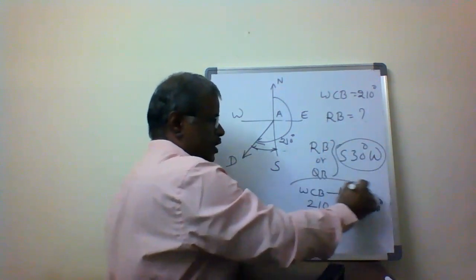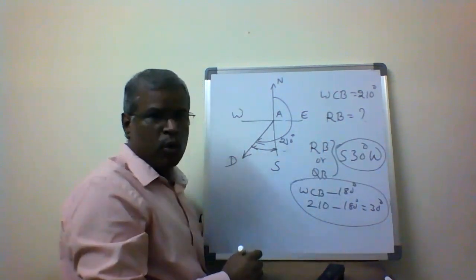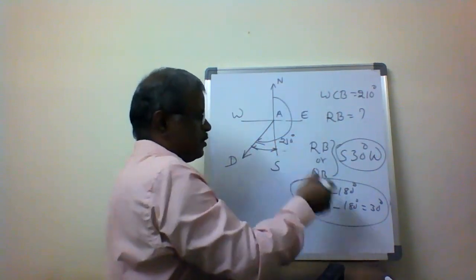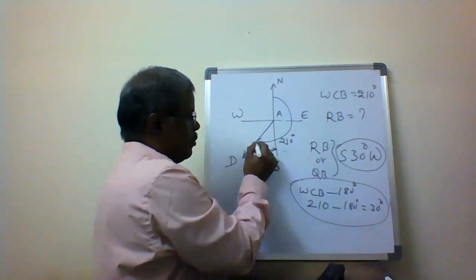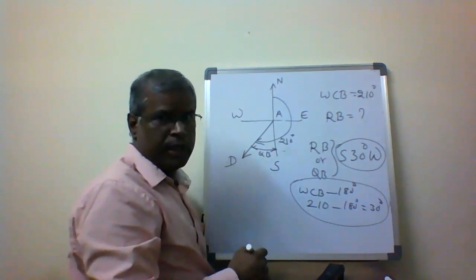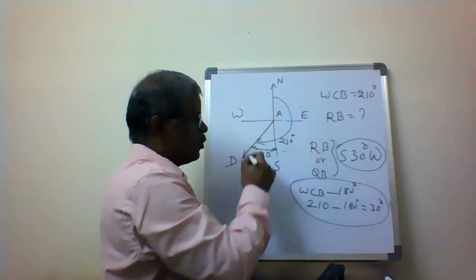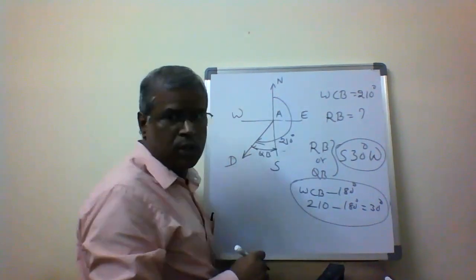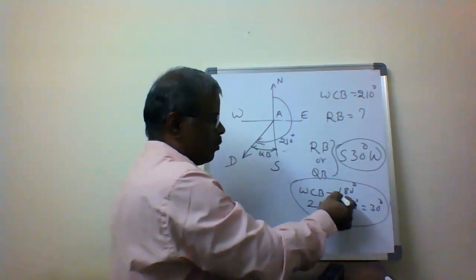How am I able to get it? This is the formula I am going to be using: whole circle bearing minus 180 degrees. This is how I get my quadrantal bearing. The whole circle bearing is 210, so 210 minus 180 gives me the quadrantal bearing. So this is the formula I am going to be using.